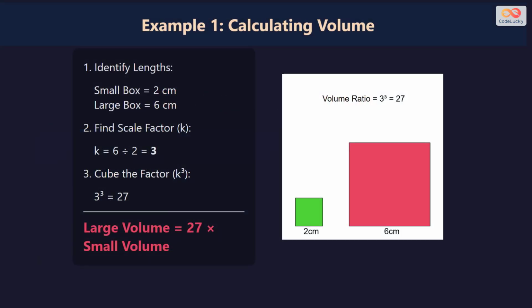Let's try an example. Suppose we have a small box with a length of 2 centimeters and a larger similar box with a length of 6 centimeters. First, we find K by dividing 6 by 2, which gives us 3. Then, we cube 3 to get 27. The large box has 27 times the volume of the small one.